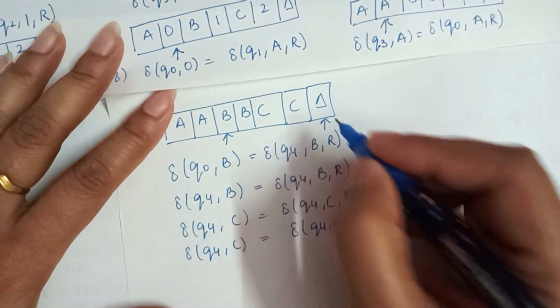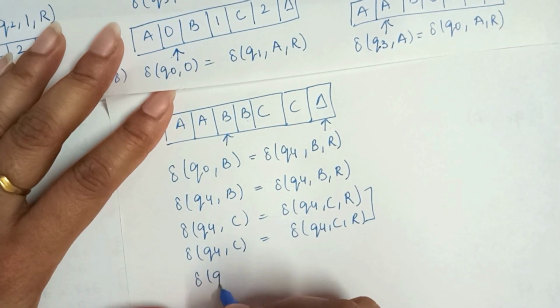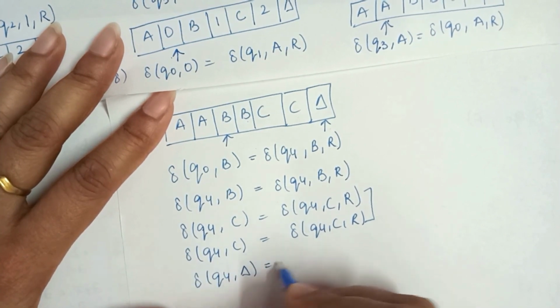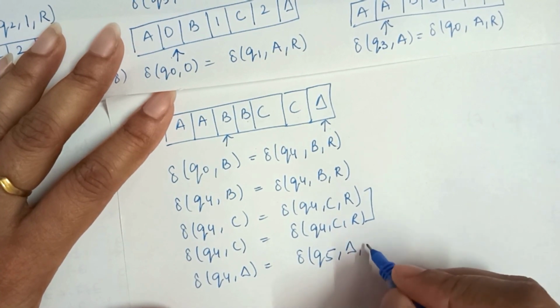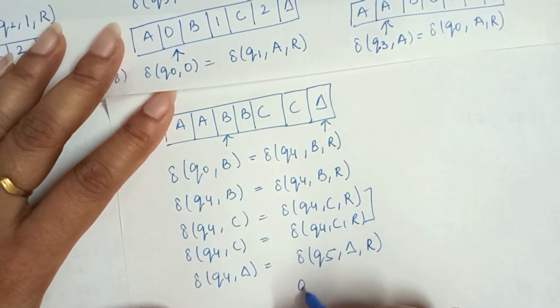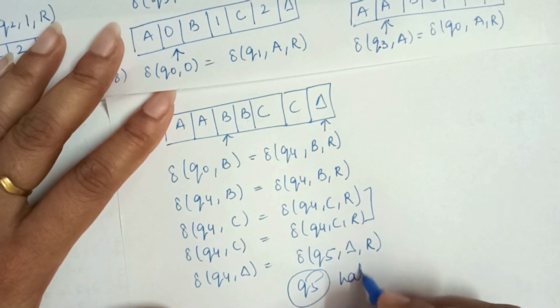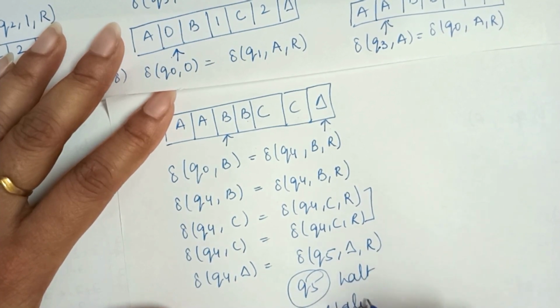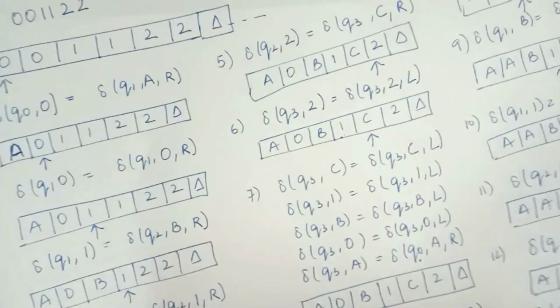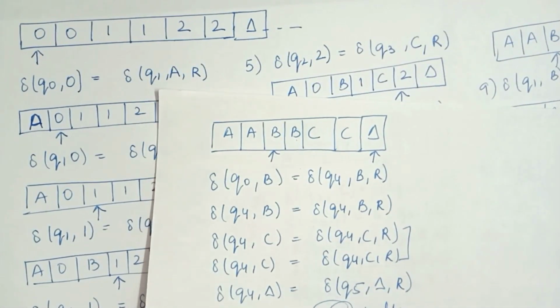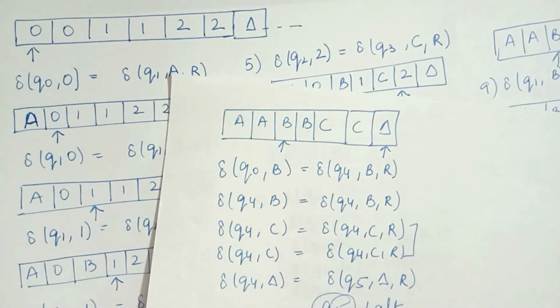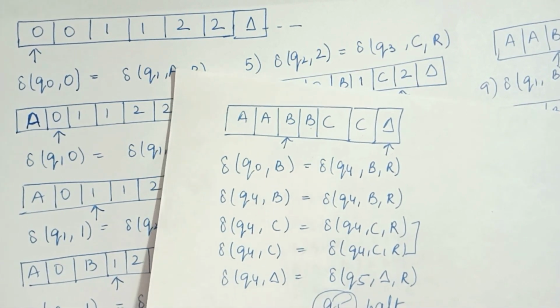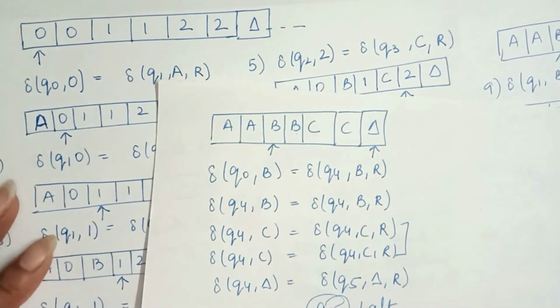And after this, we are on the delta. So as we reach the delta, we move to the next state, that is Q5. Delta remains the same, R, and Q5 is our halt state. Okay, so this is how we construct a Turing machine for this language, that is 0 to the power n, 1 to the power n, 2 to the power n, where n is greater than or equal to 1.